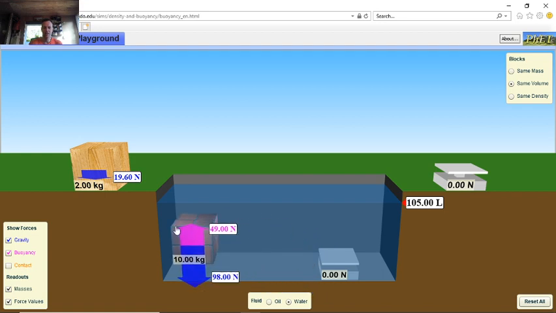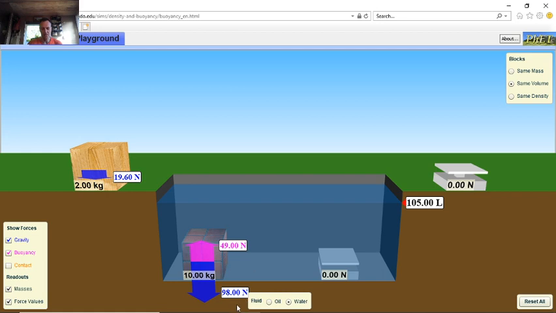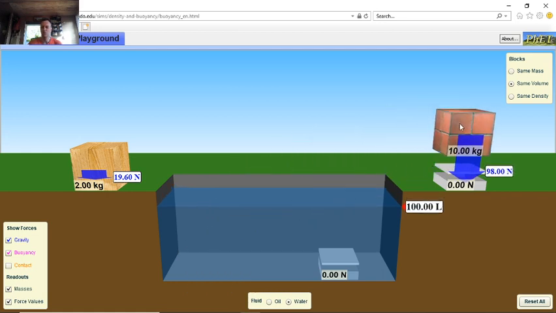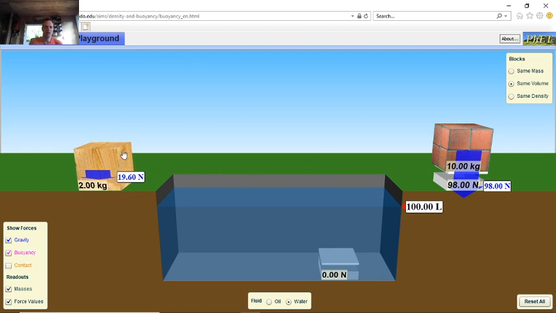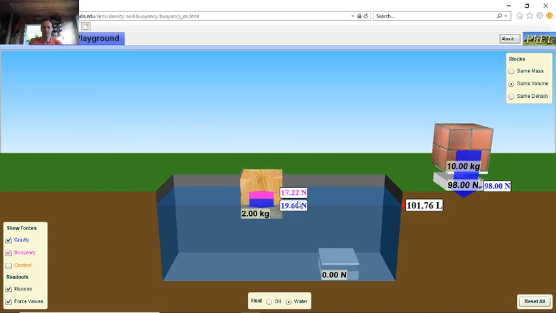But if I now take the brick and drop it, it sinks. Now, if you look very carefully, can you see, yes, it's got a weight of 98.0 newtons, but the upthrust is only 49 newtons. It is unbalanced. Therefore, this downwards force, the weight, is greater than the upthrust. Therefore, it will sink.